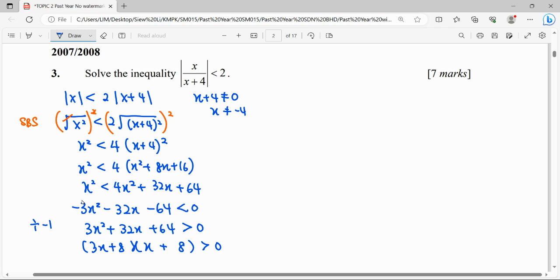After we factorize, we're going to draw our quadratic graph to find out the region. So the roots that we found just now, -8 is smaller at the left hand side, the bigger root at the right hand side. Look at the region that we want. Inequality greater than 0 means you want the positive region. In a quadratic graph, the positive region falls above the x-axis.